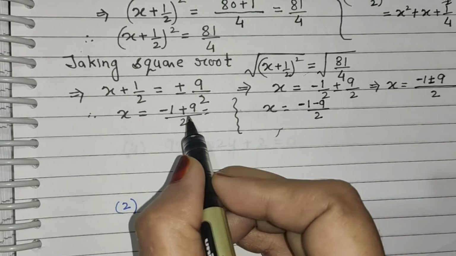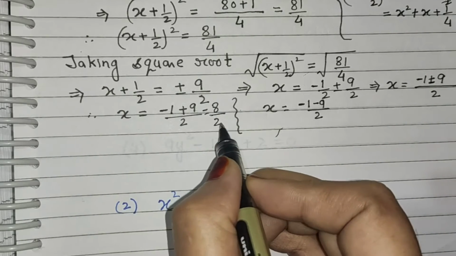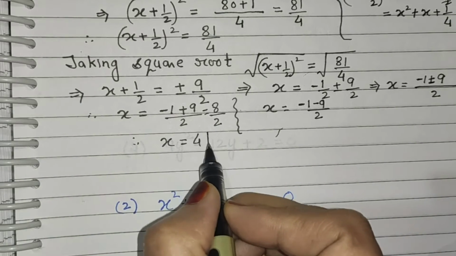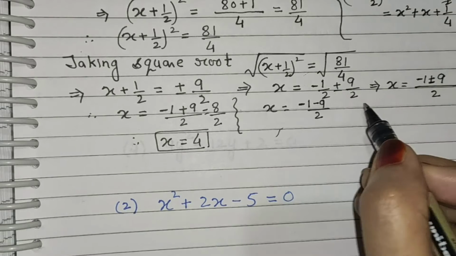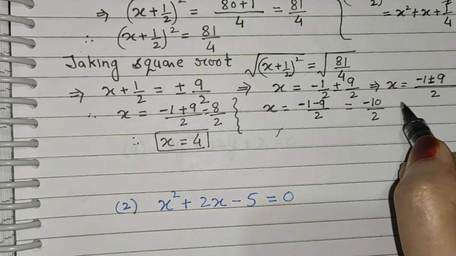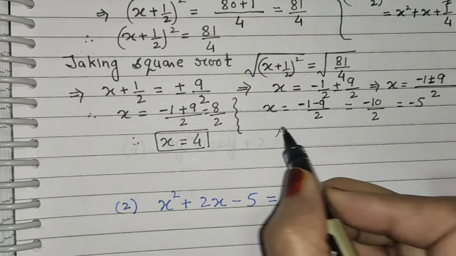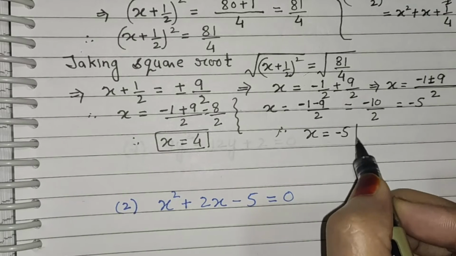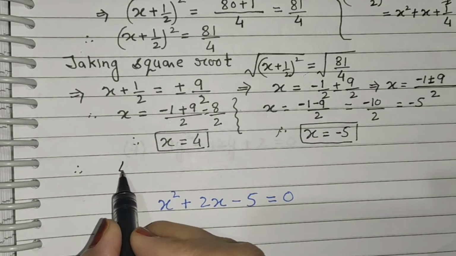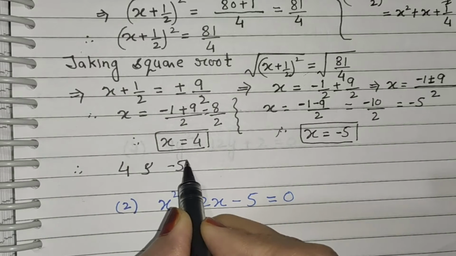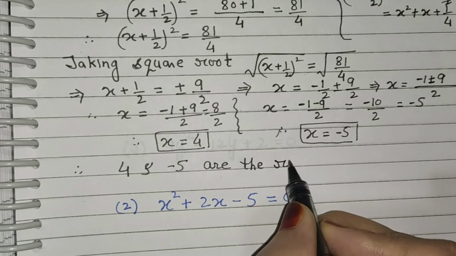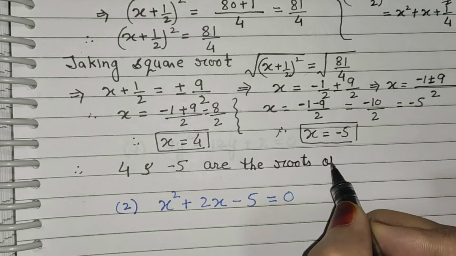Now solve it. Minus 1 plus 9 means 8, 8 upon 2, 2 fours are 8. Therefore we get value of x is equal to 4. And second one, minus 1 minus 9 is equal to minus 10 upon 2, 2 5s are 10 means minus 5. Therefore value of x is equal to minus 5. Now write down the answer here. 4 and minus 5 are the roots of the given quadratic equation.